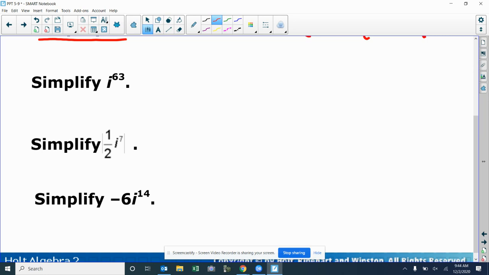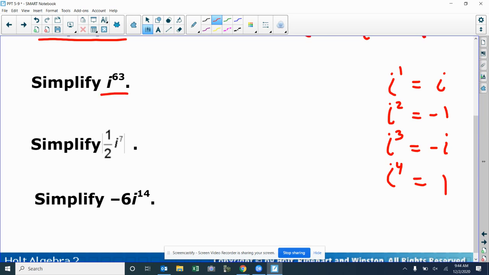So in your mind, you have to think, what is i to the 63rd? There are only 4 possibilities. It's either going to be i to the 1st, i to the 2nd, i to the 3rd, or i to the 4th. It's either going to be i, -1, -i, or positive 1. Those are the only possibilities for i to the 63rd. Well, i to the 63rd is really i to the 3rd, so this answer is -i. i to the 63rd simplifies to -i.